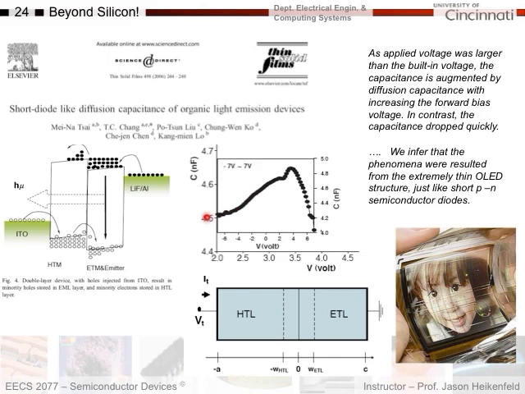But importantly for this, when they went to forward bias, they saw the storage capacitance start to shoot up, and then it goes down. But the main point is that when you go to normal forward bias voltages, the storage capacitance increases. And so it's interesting, they say in the paper, I pulled this quote, they infer that the phenomena resulted from an extremely thin OLED structure, just like short PN semiconductor diodes.